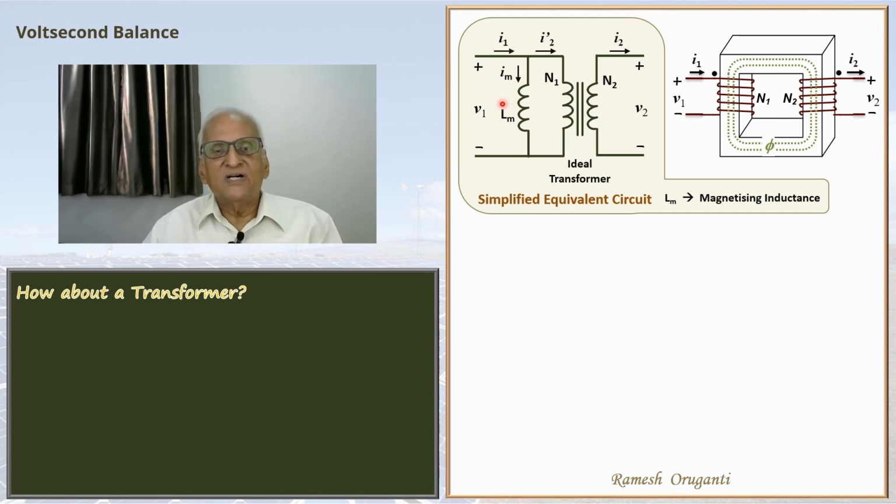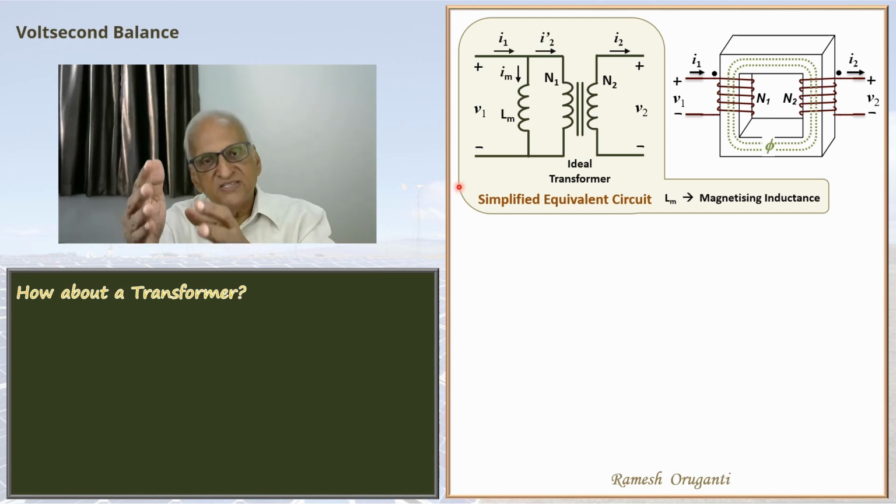The whole transformer is now represented by a parallel circuit. A magnetizing inductance in parallel with an ideal transformer. So the ideal transformer and its load is one element of the parallel circuit. The other element is the inductor. So you have a situation where you are applying a voltage to the inductor. So whatever we learned from Voltsecond balance in an inductor is applicable now to this magnetizing inductance in this equivalent circuit.